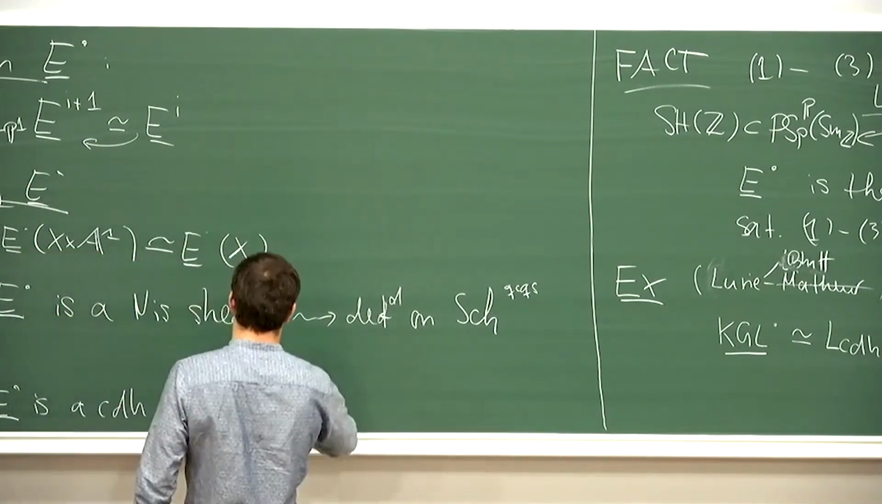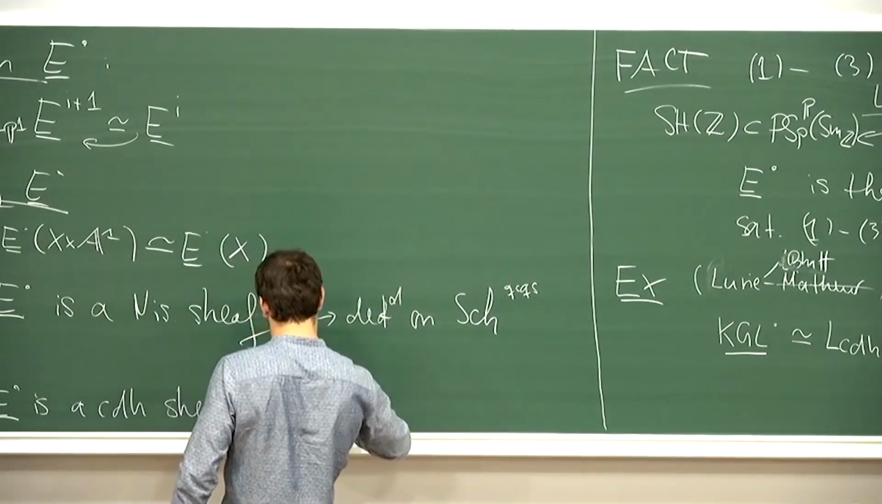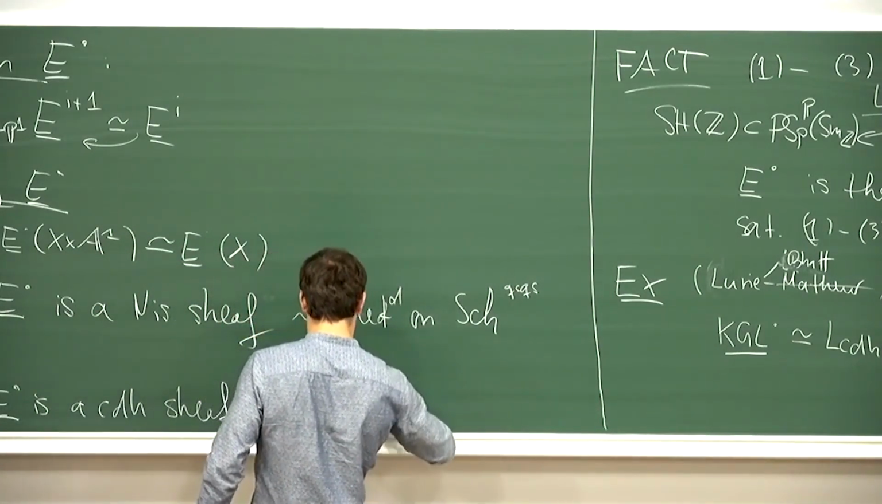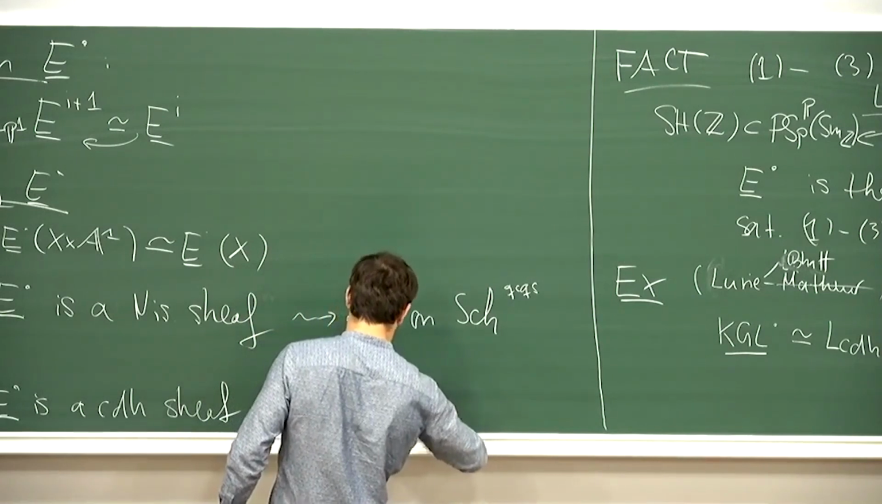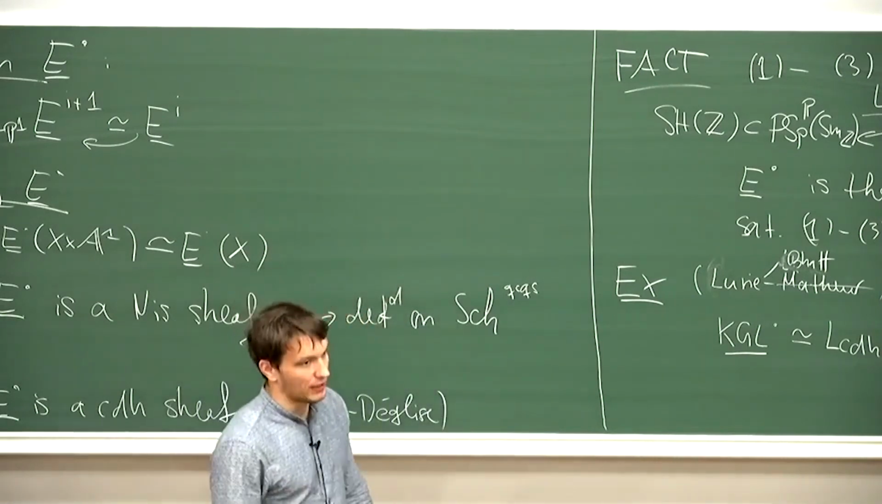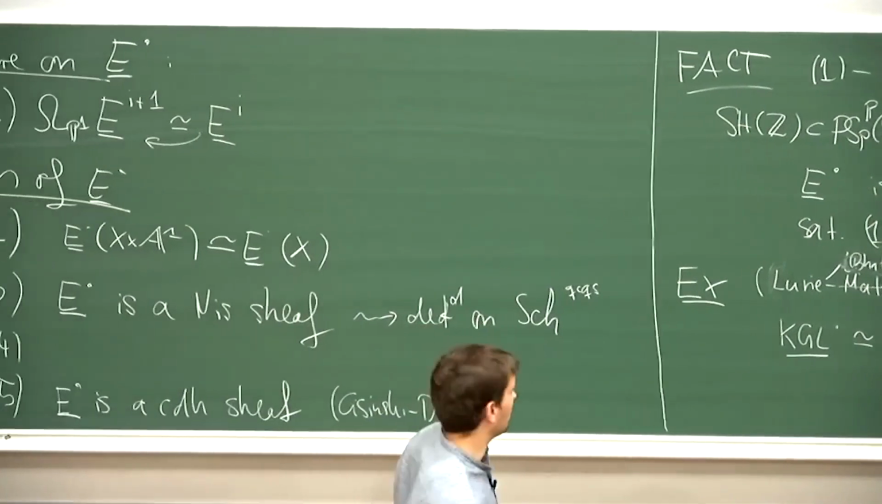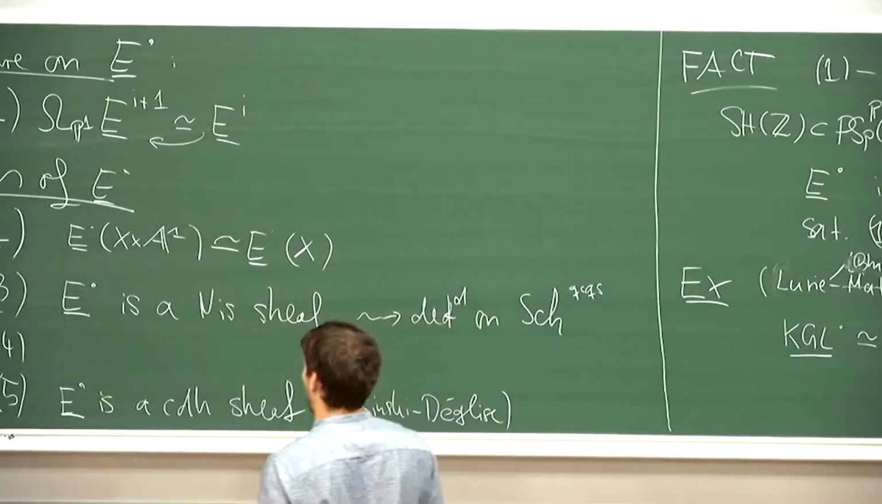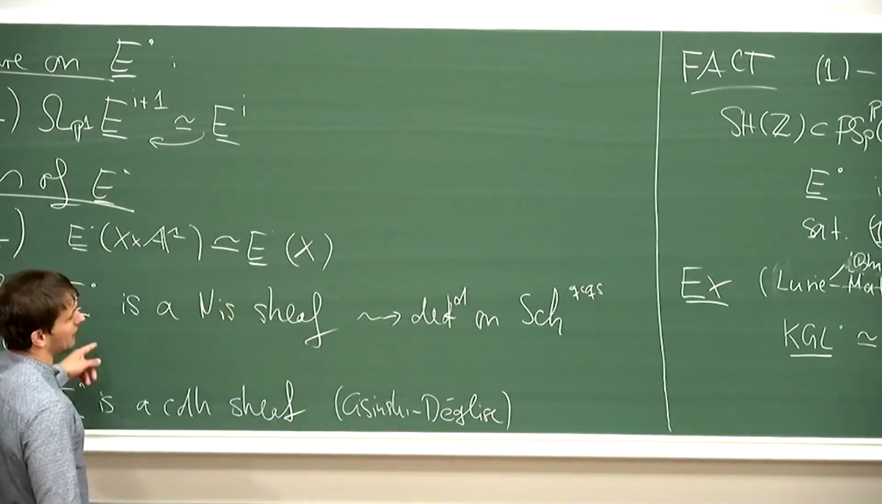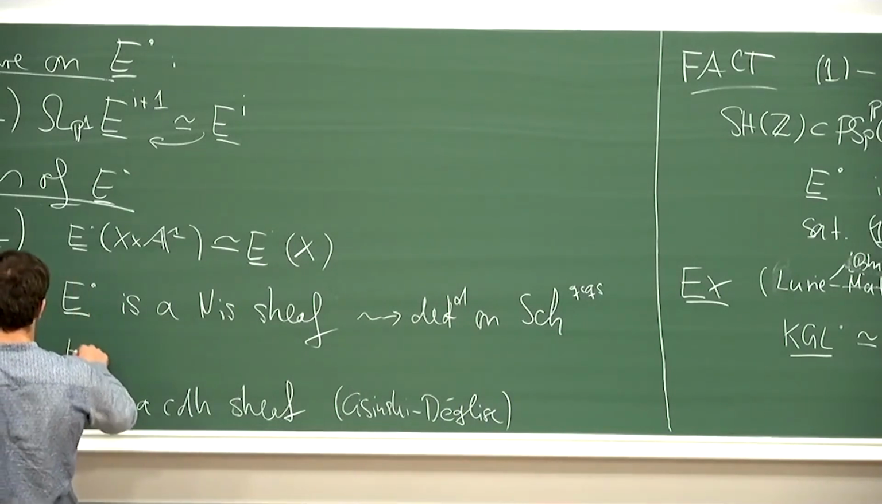Okay, maybe this is Szczynski-Diglis. So that's our first clue. This always happens. So the cdh topology seems to be relevant to this whole business. And 4 is that these E underline bullet guys are always what's called finitary.